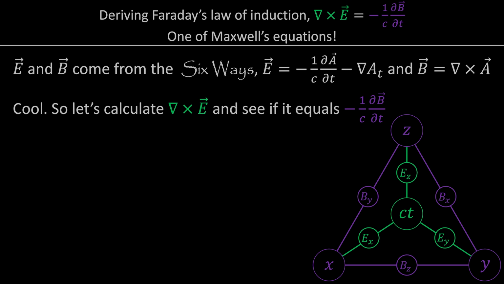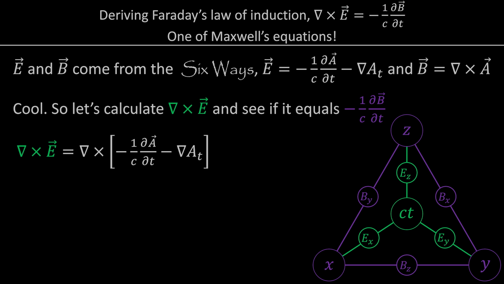So let's do it. Okay, so to calculate the curl of E, we're going to take the curl of the definition of E, which is -1 over C partial A partial T, minus the gradient of the time component of A. And the curl is a linear operator, so we can go ahead and break up that expression. We can take the curl of both parts, and so that gives us -1 over C times the curl of the time derivative of the vector potential, minus the curl of the gradient of the time component of A.